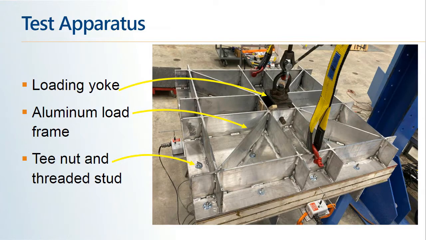Here's a picture of the final apparatus. You'll see the loading yoke there in the center that allows for unimpeded movement in all directions. 1/2 inch load frame, and then the T-nuts with the threaded studs. We use wing nuts to fasten those. You'll notice in this picture we have some galvanized washers that were used.